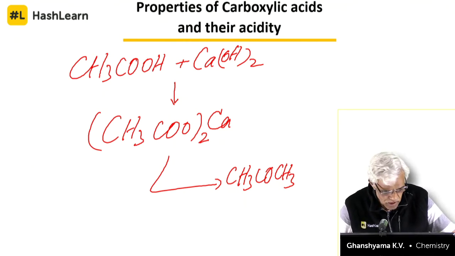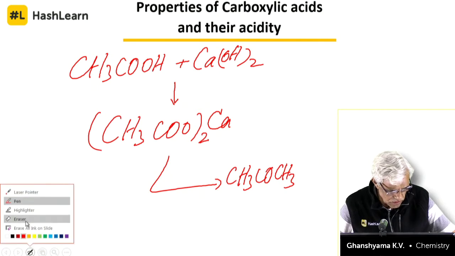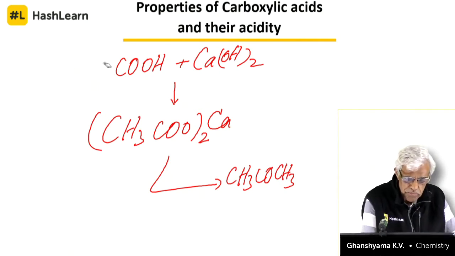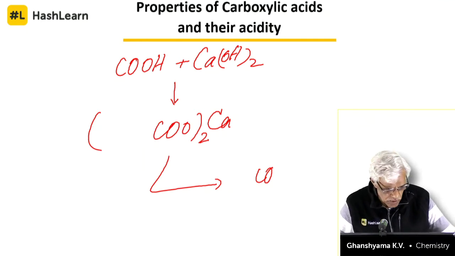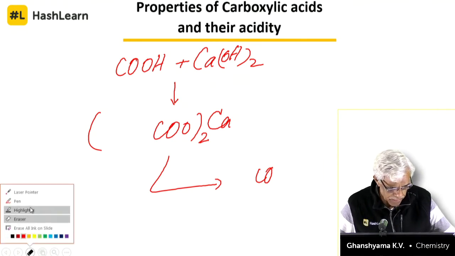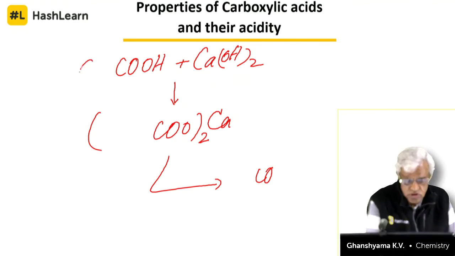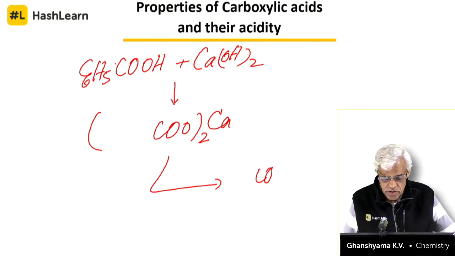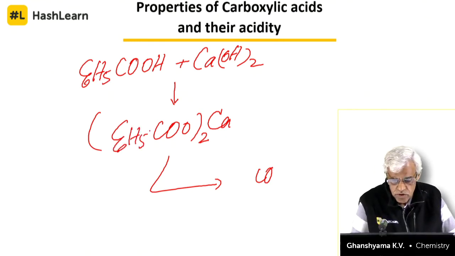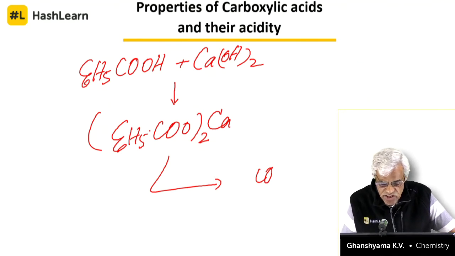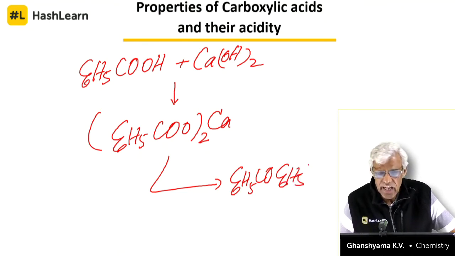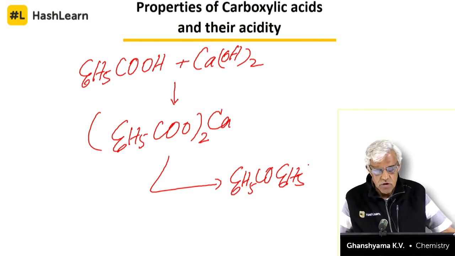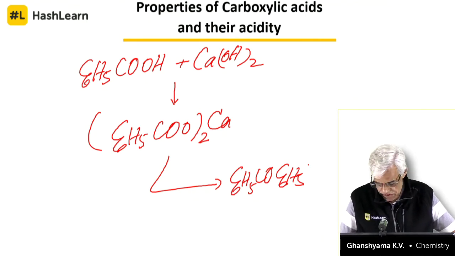Suppose you have an aromatic acid like benzoic acid, C6H5COOH. You get (C6H5COO)2Ca, calcium benzoate, and you get benzophenone. Usually calcium salt is used to prepare something else from that. Okay.